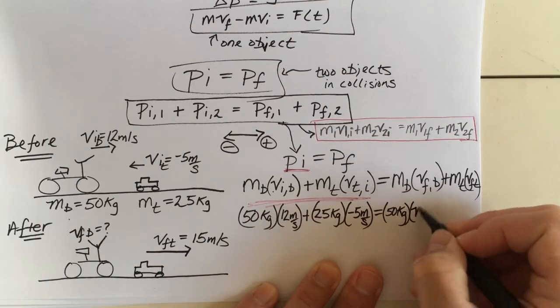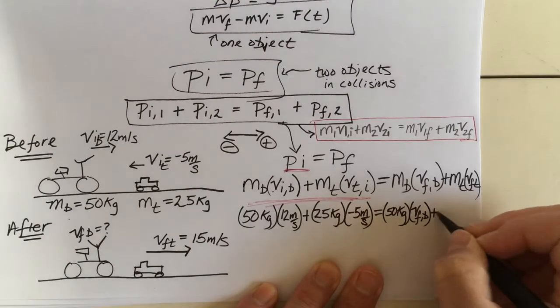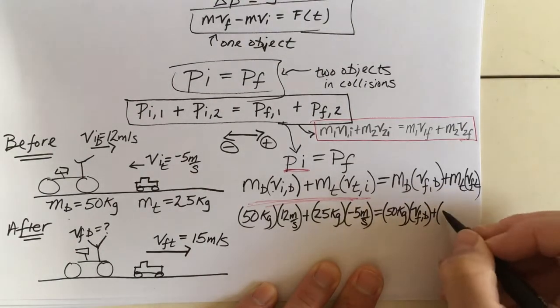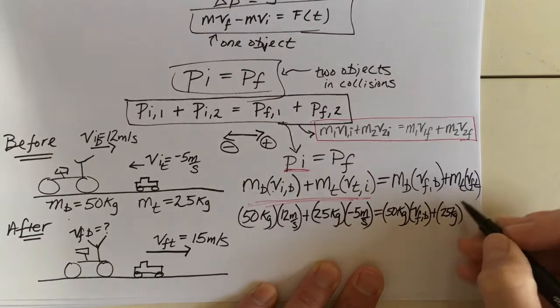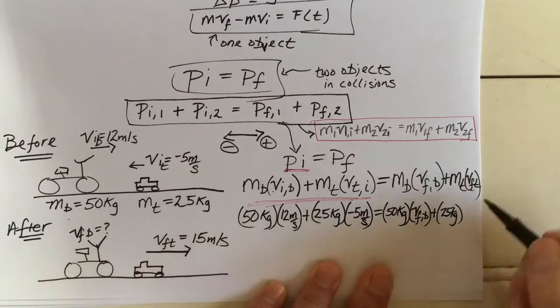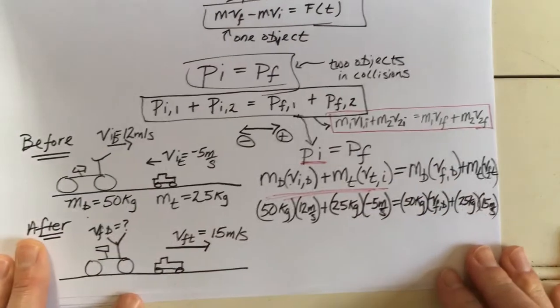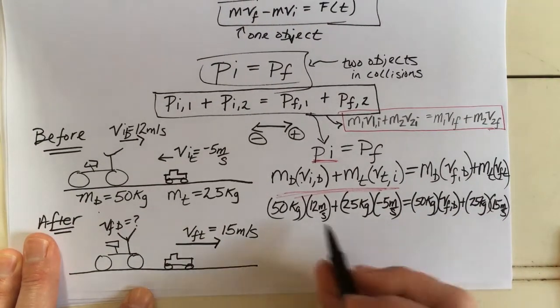Velocity final of the bike, we don't know, so that's what we're going to solve for. We always have to have one variable that is unknown. Mass of the truck is 25 kilograms, and the velocity final of the truck is positive 15. All right, and now we can do a little math here.